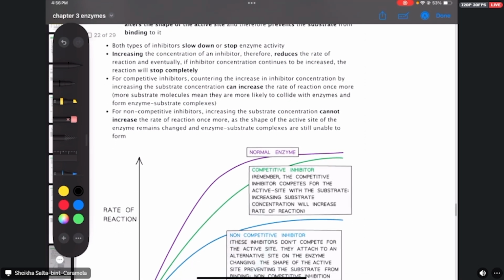Now, the job of the inhibitor is basically to slow down or stop the reaction, to stop the enzyme activity, so no enzyme-substrate complexes form. And even an increase in the concentration of the inhibitor either reduces the rate of reaction or has no effect on the rate, and in some cases, just stops it completely.